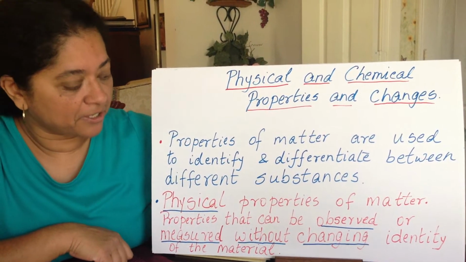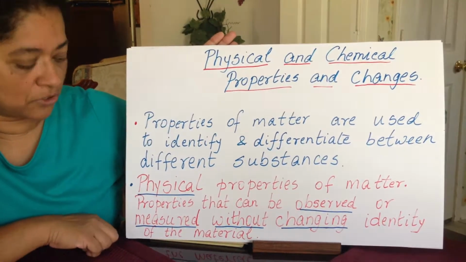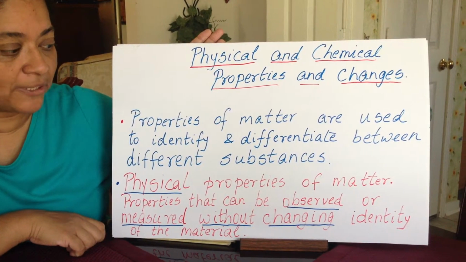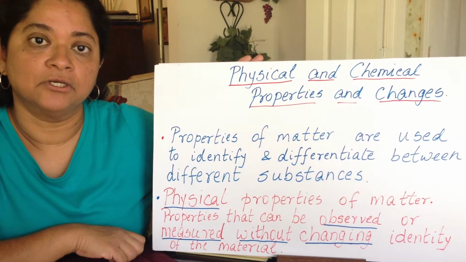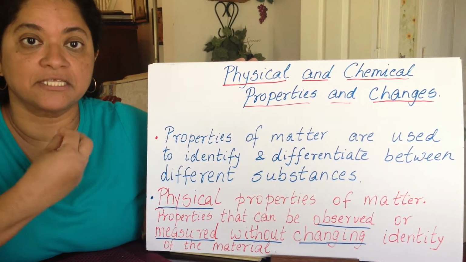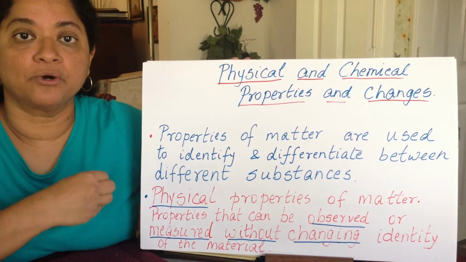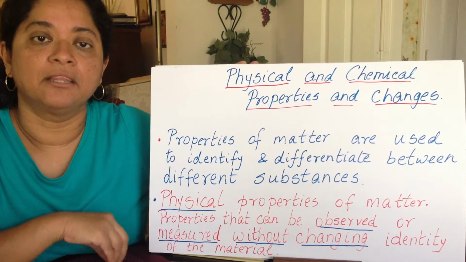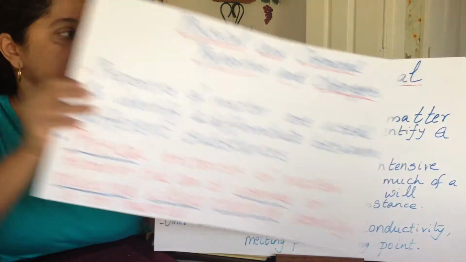Physical properties of matter are properties that can be observed or measured without changing the identity of that material. So a physical property is a property that you can use your senses, your five senses, to determine without actually destroying or changing the material. That is a physical property.